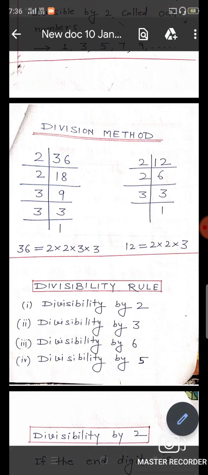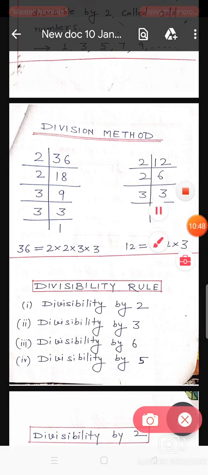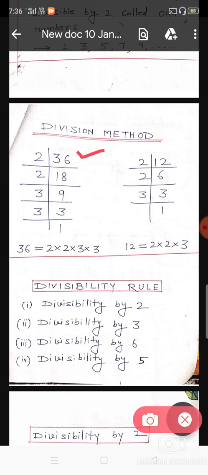Division method of factorization. Division method of prime factorization. To explain it, let's see this example. Find out prime factors of 36. First step, you will consider the least prime number. Okay, what is the least prime number? 2. Can 36 be divided by 2? Yes, 36 is divisible by 2. So you will divide 36 by 2. Then you will get 18.